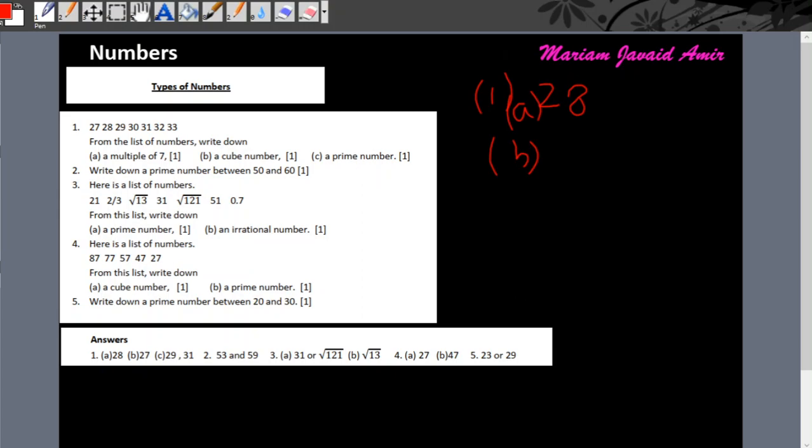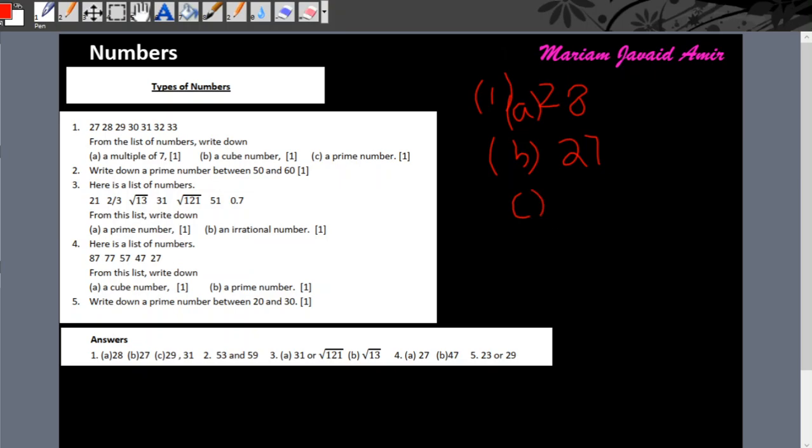A cube number is a number that is obtained after multiplying the same number 3 times. So let's see, is 2 cube in the list? 2 times 2 times 2 is 8. No, it's not. Is 3 cube in the list? 3 times 3 times 3 is 27. Yes, it is. And what about 4 times 4 times 4? That I believe is 64. And no, it's not in the list. So the only cube number in the list is 27, because 3 times 3 times 3 is 27.